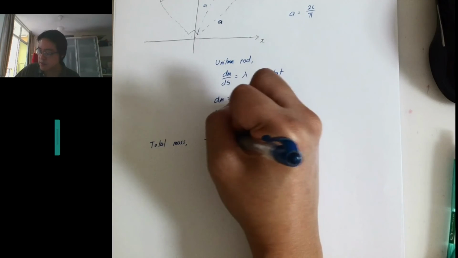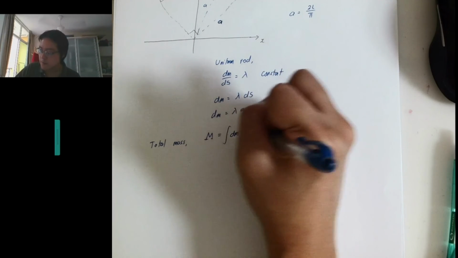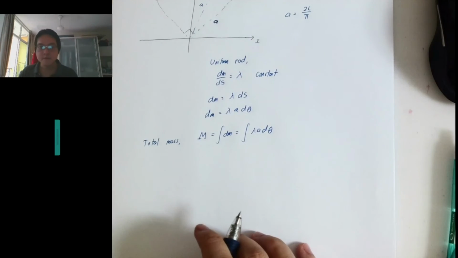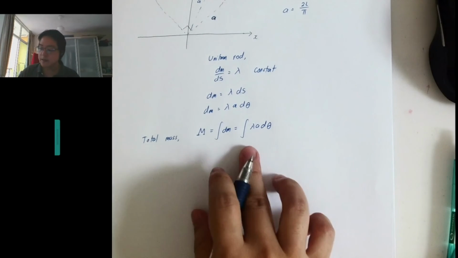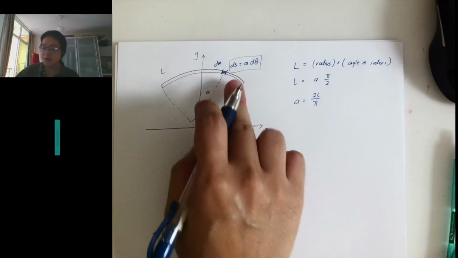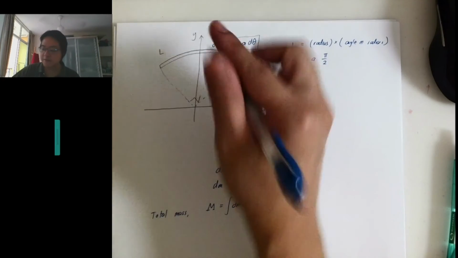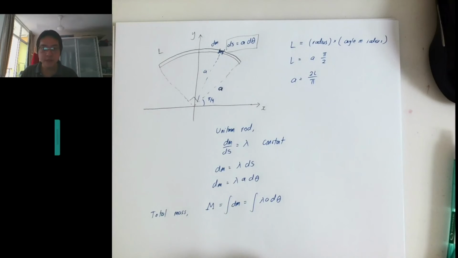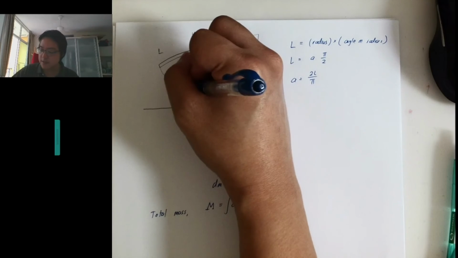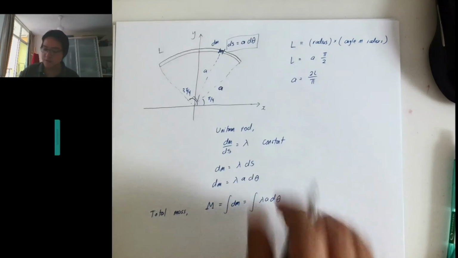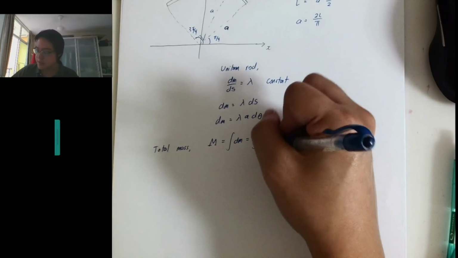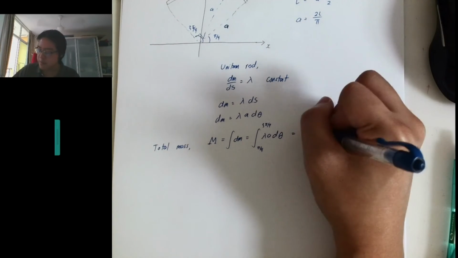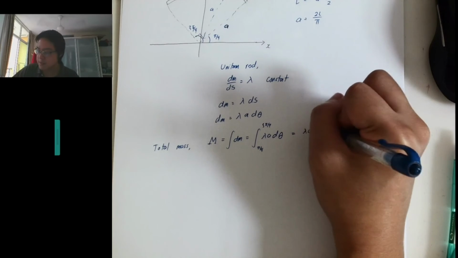So the total mass is the integral of all the dm, right? So all the dm will be lambda a d theta, like this. And then to get the total mass, I'm integrating all the points, right? So let's start with the first point. The first point is 45 degrees, and then the final point is 135 degrees, so 3 pi over 4. So my integration limit is from pi over 4 to 3 pi over 4. Basically it's pi over 2 again, so it's lambda a times pi over 2.